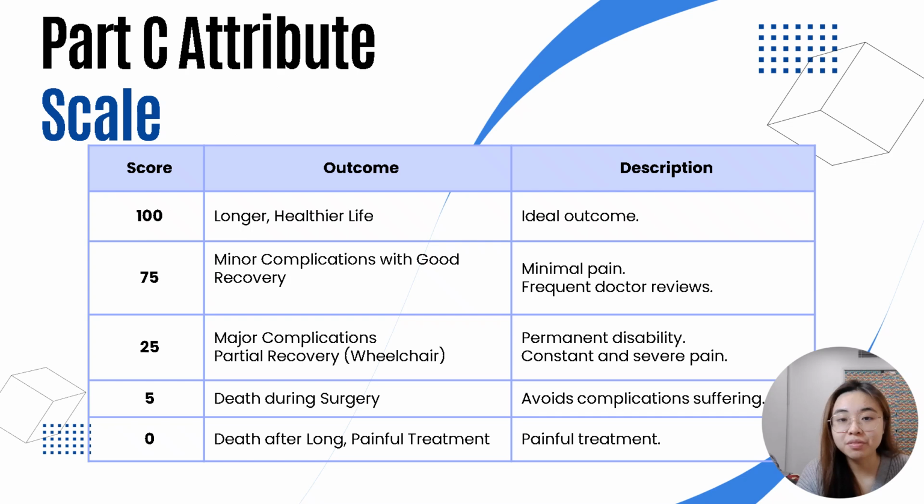At a score of 25, major complications can be seen. The patient suffers permanent disability. The pain is constant and severe. Moreover, it requires long-term treatment and multiple medications. A score of 5 is death during surgery. It is a horrible outcome, but it avoids complication suffering. And finally, a score of 0 is the worst outcome. The patient suffers painful treatment and dies within a few months.